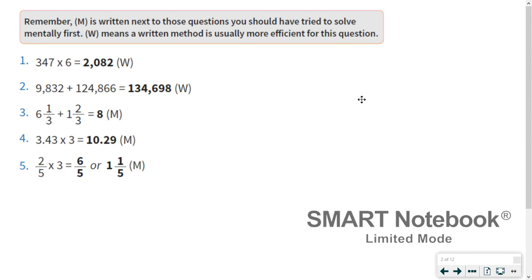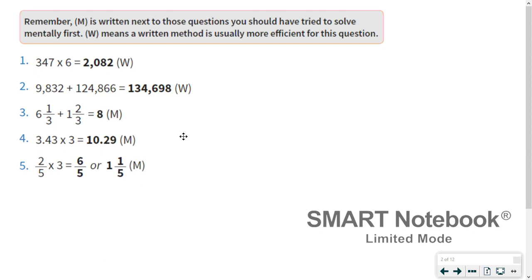Next one, 3.43 times 3. I probably would have done this one as a written one because I knew that the 4 would have to go into exchange to the next column, but you could do it mentally, and it's 10.29. And the last one, 2/5 times a third equals 6/5, or 1 and 1/5.